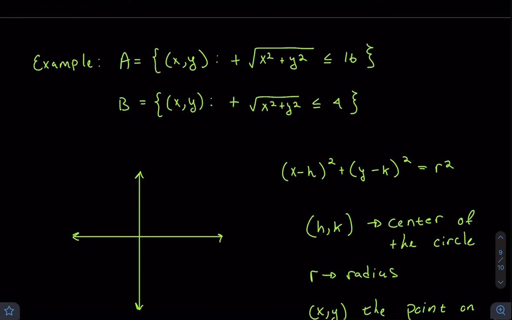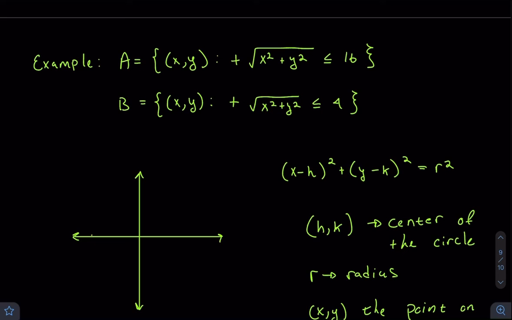So in our case, if we rewrite this inequality in this form, we'll see that our radius here is 4, and our h, k will be 0, 0. So our circles for both of these sets will start at the origin. So for set A, it's going to be a circle with radius 4. And actually, it won't be a full circle because we're just looking at the positive of the square root. So it's going to be the top half of the circle.